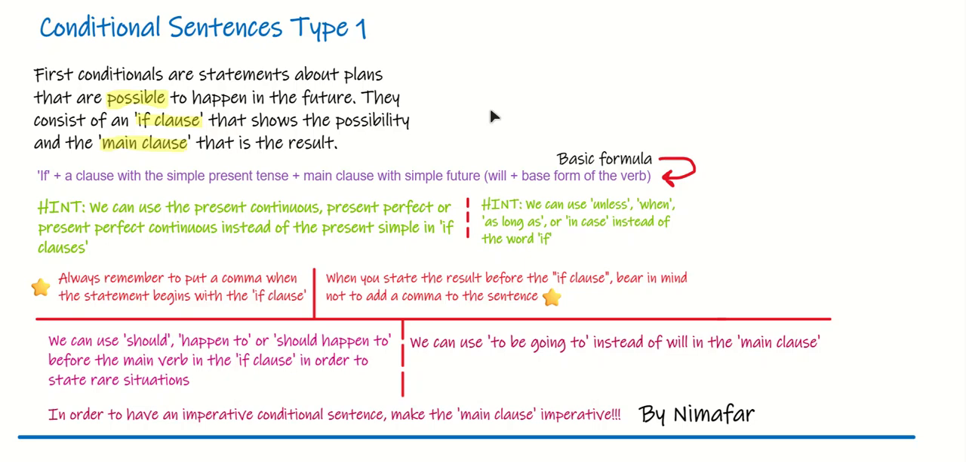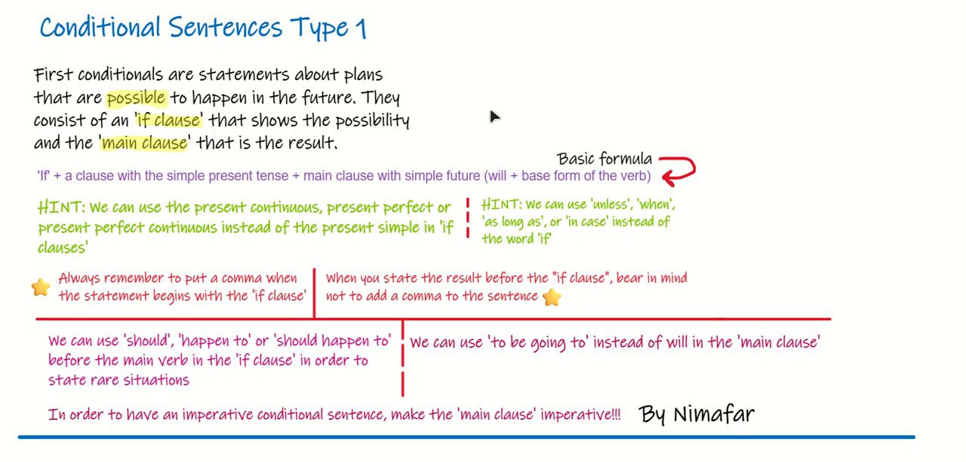Another hint, on the right, says we can use unless, when, as long as, or in case instead of the word if. So here's the example. If you don't get dressed up right now, you won't be there on time. If you don't get dressed on time, you won't get there on time, or just right now. So this is a sentence.